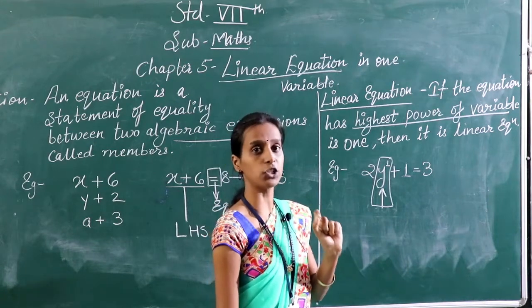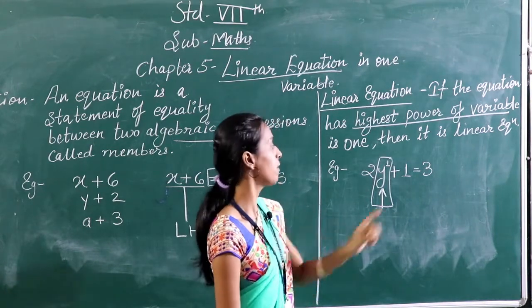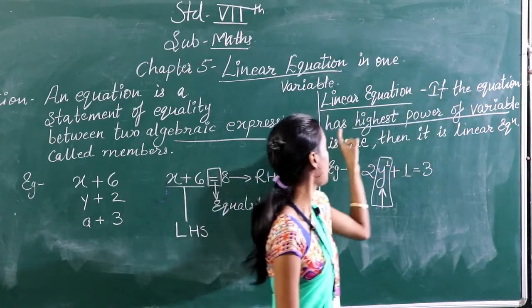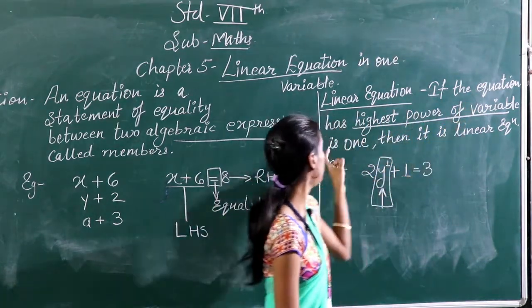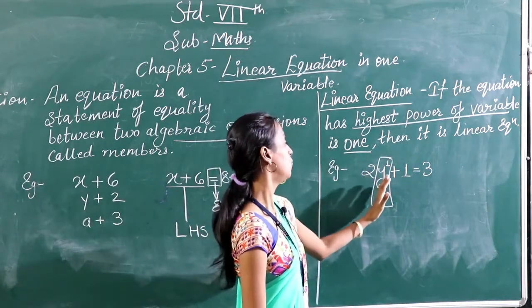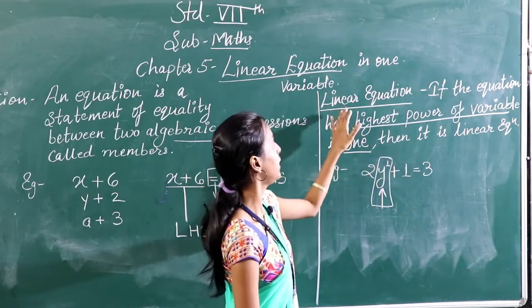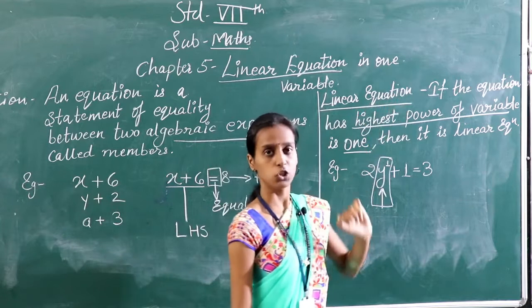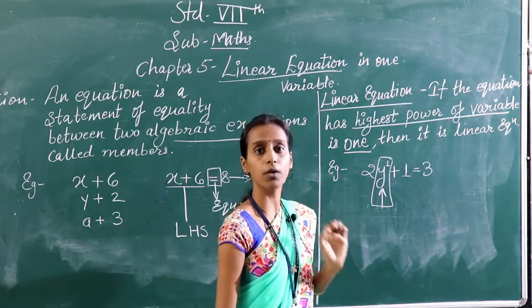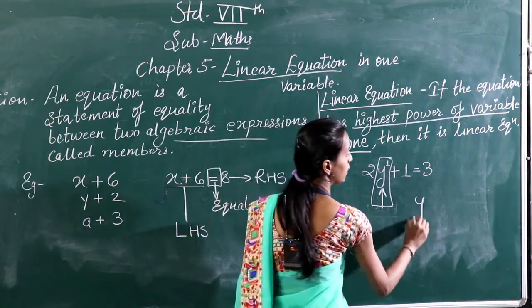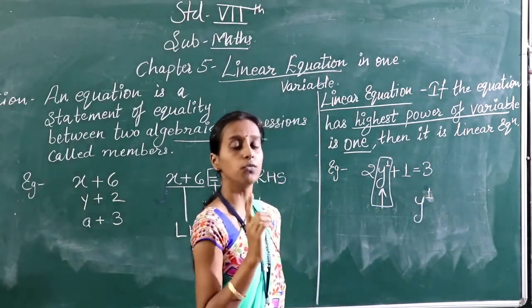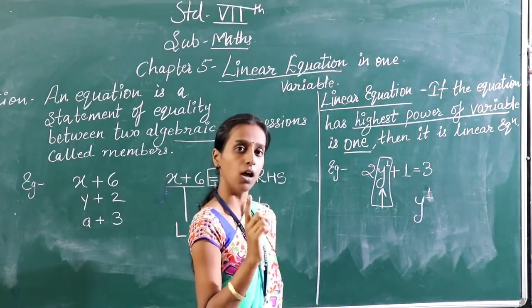So a linear equation will always have the highest power as 1. As I have given in the definition, if the highest power of the variable in the equation is 1, then that equation is called a linear equation. Don't get confused. Here 2 is written in front of y. That is not the power of y. Power we will always write here. So here the power is 1. For a linear equation you will always have the variable power as 1.